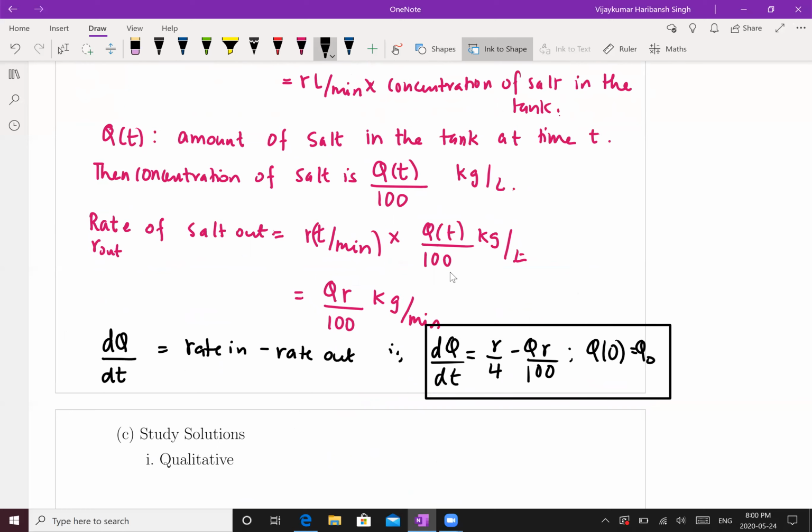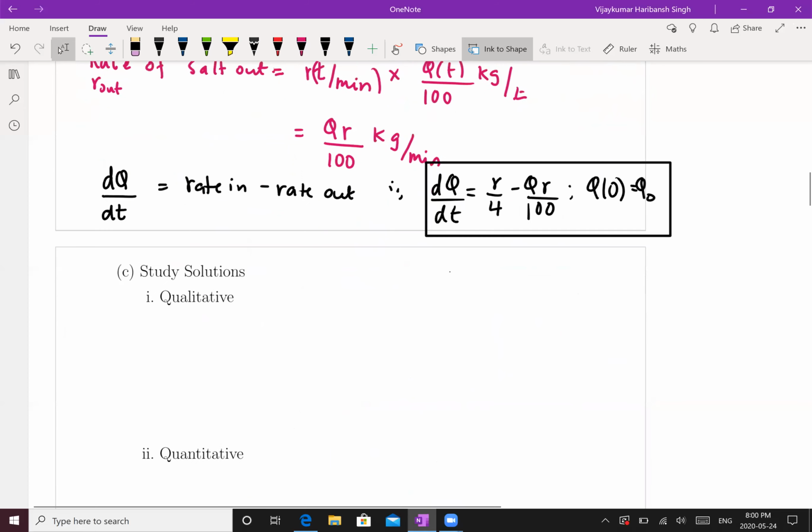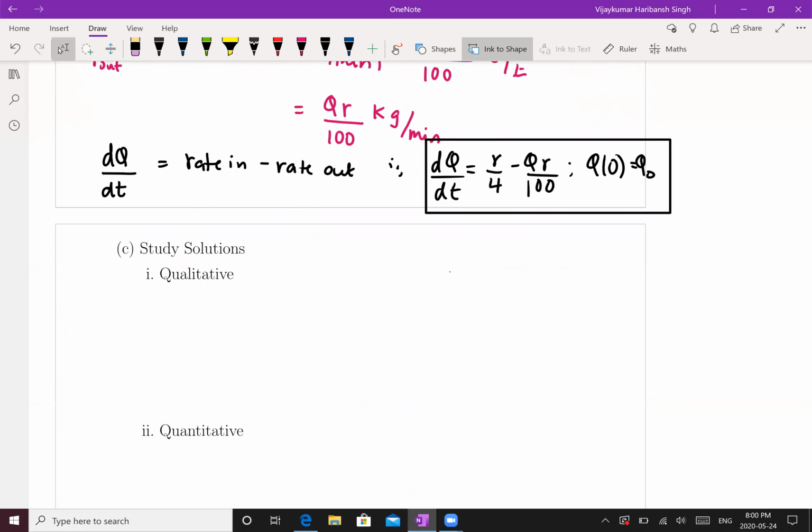Okay. So now let's study the solutions to this. There are two ways to study the solutions. One is qualitative and the other one is quantitative. So first of all, what kind of differential equation is this? This is a linear first order ordinary differential equation. So linear first order.